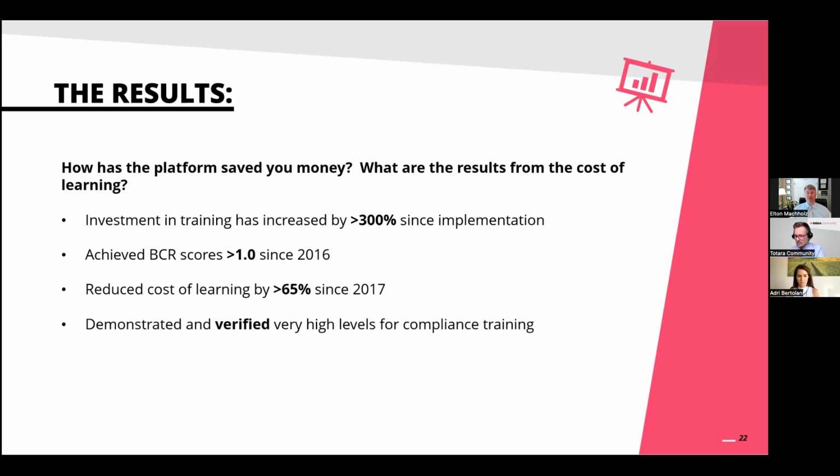Obviously, very high levels of compliance. We've seen that number increase, and actually we're now being tracked and having to report on that in some cases on a daily basis, as crazy as that might sound.